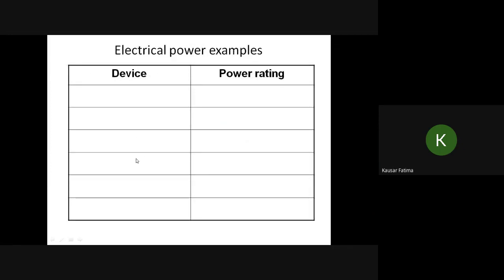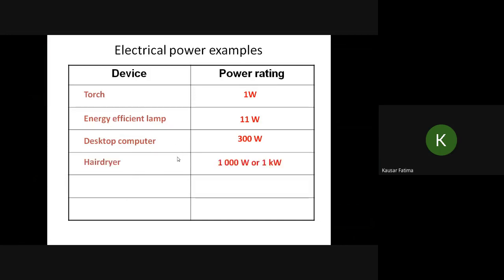Okay, here there are some examples, the devices or appliances we use and their power rating. Torch, it's 1 watt, very small power. Efficient lamp, 11 watt usually. Average power is given here. Desktop computer, that is 300 watt. Hair dryer, 1000 watt or 1 kilowatt. Electric kettle, 2000 or 2 kilowatt. Electric shower, 5 kilowatt. So these are the appliances.